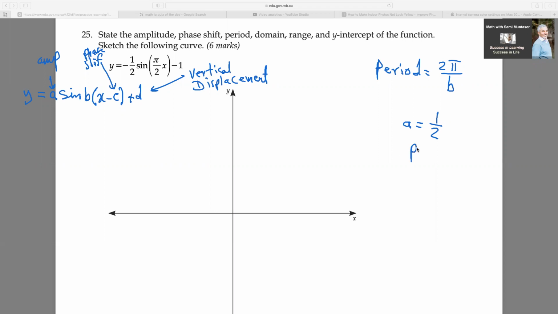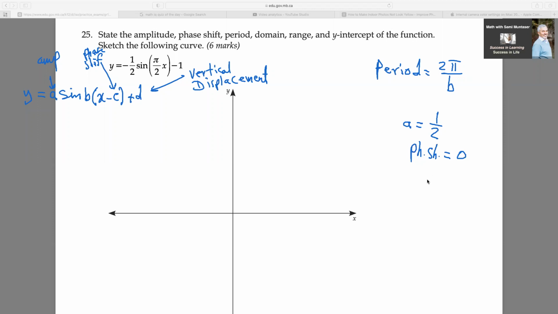The phase shift, which is c. We don't have a phase shift. Usually the phase shift is right within the brackets here. So you'll have x minus something or x plus something. There's nothing added, so the phase shift, you could say 0. So there's no phase shift. Amplitude, domain, range, y-intercept, and so on of the function.